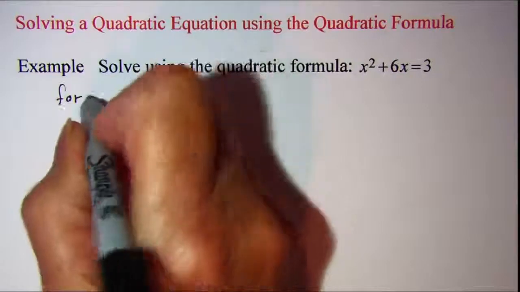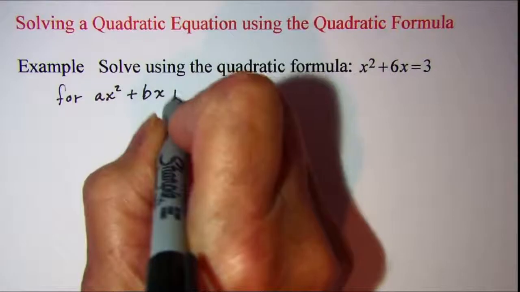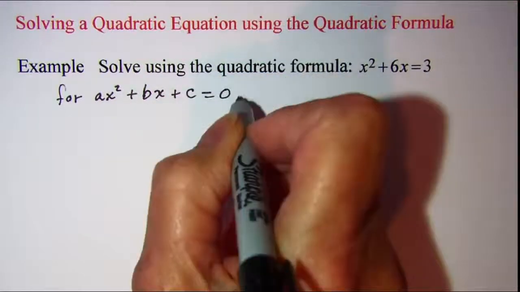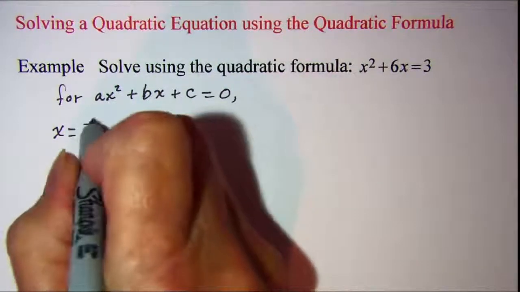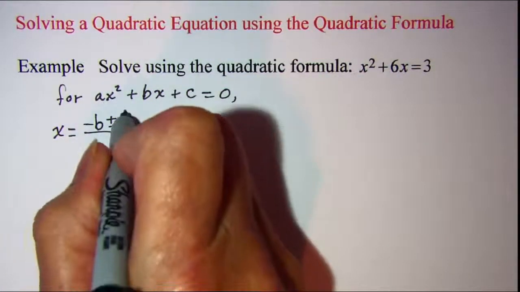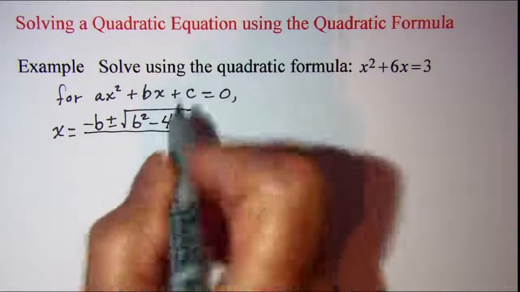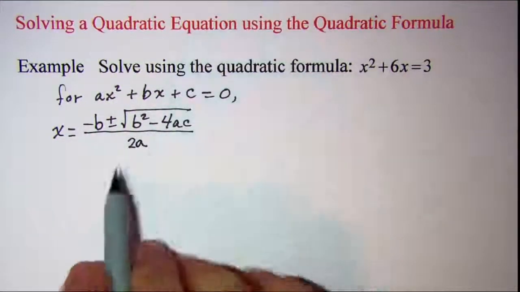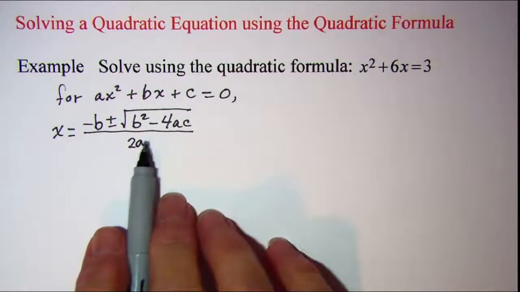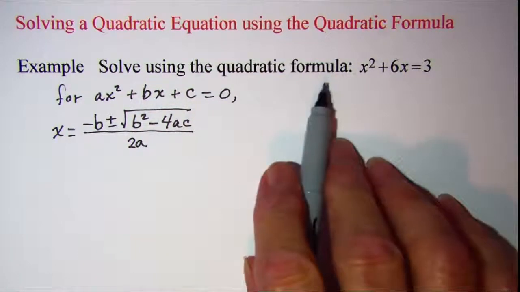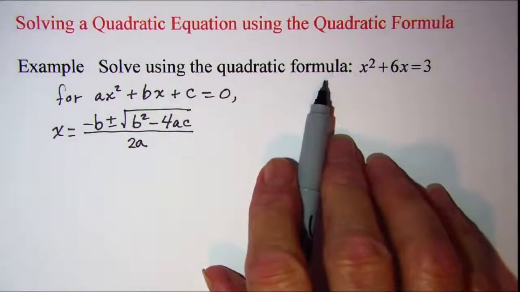It says that for ax squared plus bx plus c equals 0, x is equal to negative b plus or minus the square root of b squared minus 4ac all over 2a. So you'll need to memorize this formula, and once you have it memorized, then it's easy enough to use the quadratic formula to solve any quadratic.